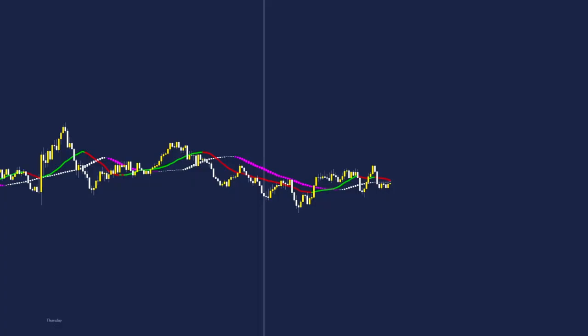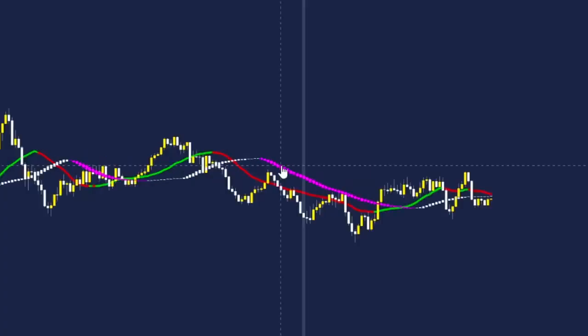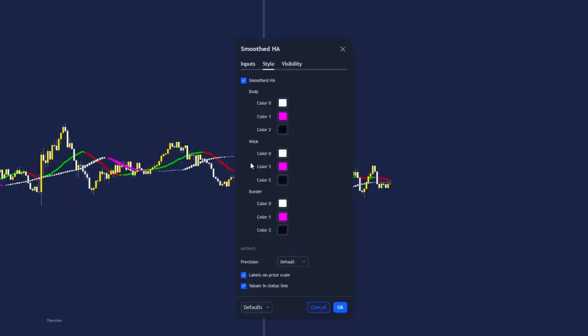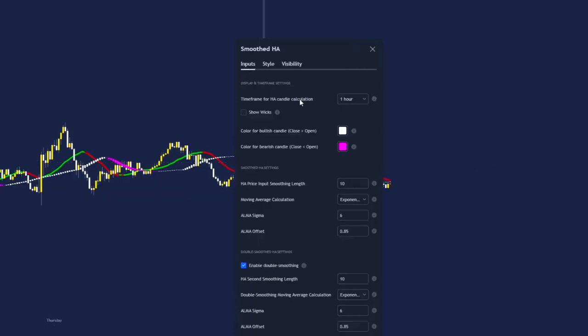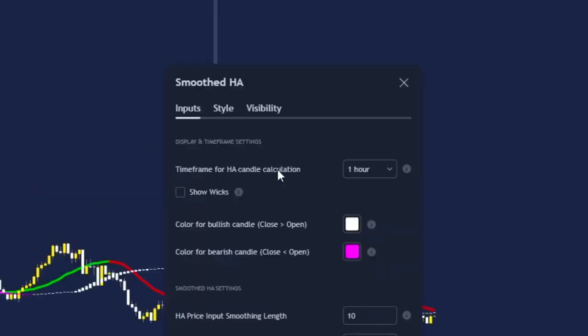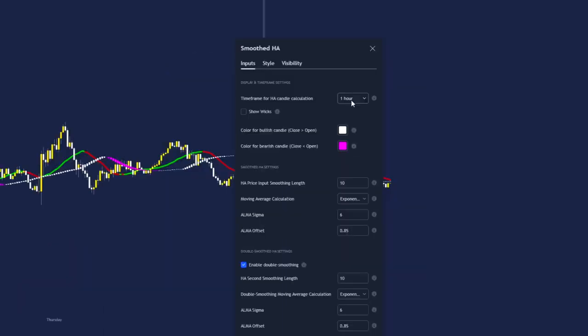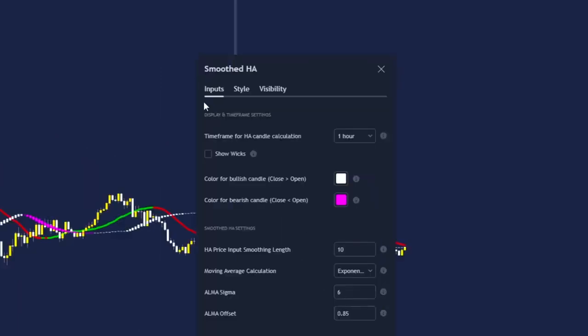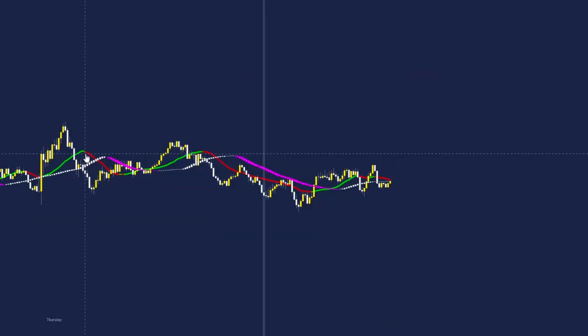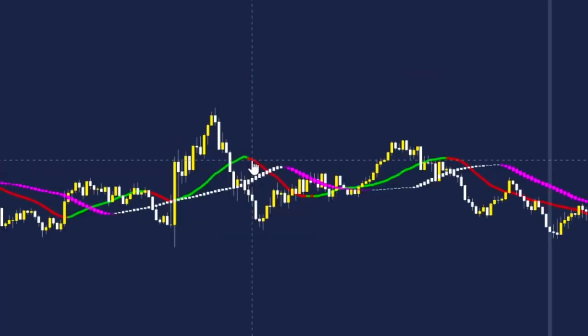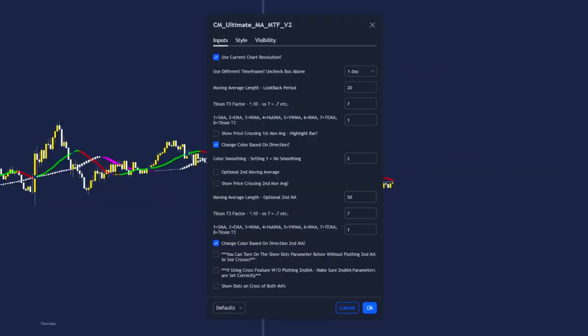We're going to change some settings on both of these two indicators. First, click on the Heikinashi. And in the input section, we're going to change the time frame for the HA candle calculation to the 1 hour chart. We'll be taking our entries on the 5-minute chart, but this Heikinashi indicator will give us a smooth view of the higher time frame market. And then finally, click on the CM Ultimate indicator. And just make sure that all of the settings on the input section are the exact same as mine.